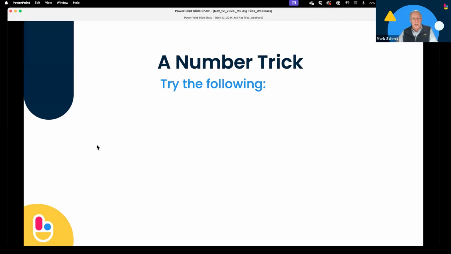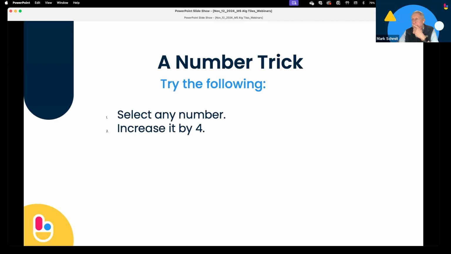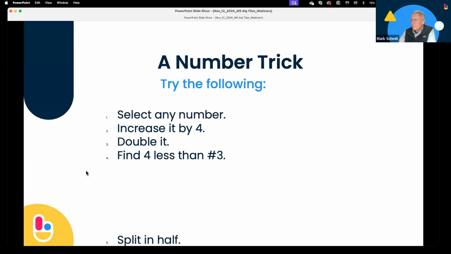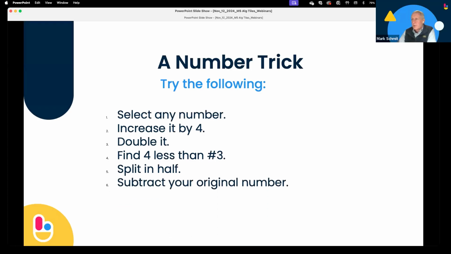So I want everybody just to try a quick number trick. Take a number, increase it by 4, double that, find 4 less than what you did in number 3. Sorry, those numbers are so small I couldn't figure out how to enlarge them. Split it in half. Subtract your original number. And what did you get?